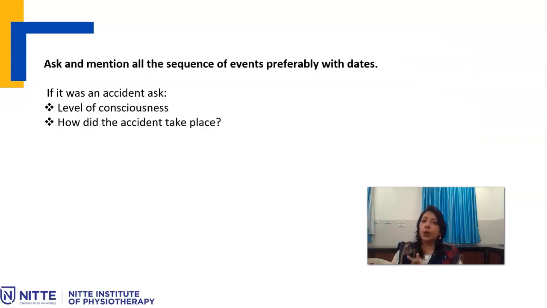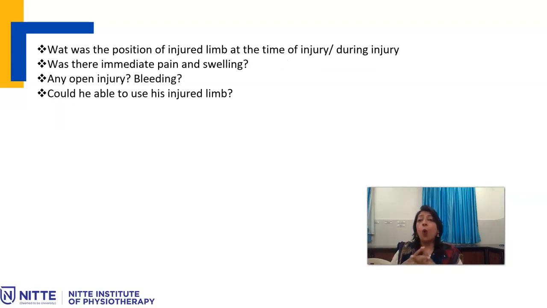Ask and mention all the sequence of events, preferably with dates. So if it was an accident, you need to ask whether the patient was conscious at the time of the accident or after the accident, whether there was a nasal bleed, how did the accident take place, so that you know what all structures could have been damaged. So level of consciousness and nasal bleed can tell us that there can be a probable head injury also, along with any other musculoskeletal injury. What was the position of the injured limb at the time of injury?